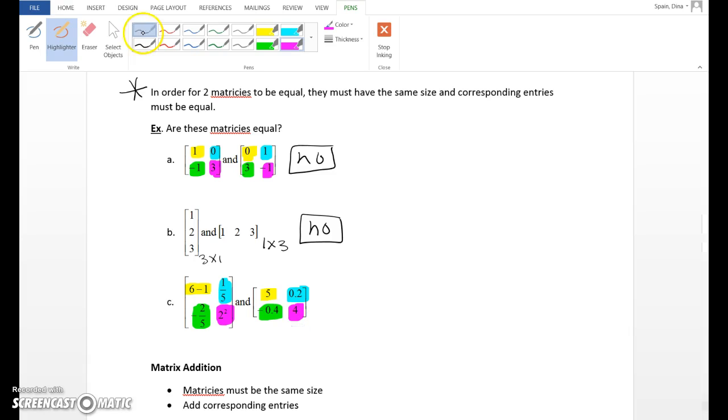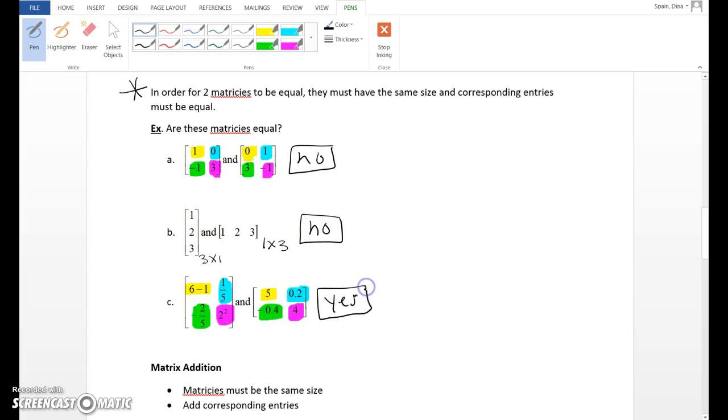Alright, let's take the yellow highlighted part ones first. That's row 1, column 1. 6 minus 1 is equal to 5, so that one checks. How about the blue ones? 1/5 is the same as 0.2 if you divide it out. That's the same. Let's look at these green ones. Negative 2/5 is the same as negative 0.4. You can plug it in your calculator if you don't believe me. It's true, and then 2 squared is equal to 4. This is a yes. Those two are equal.